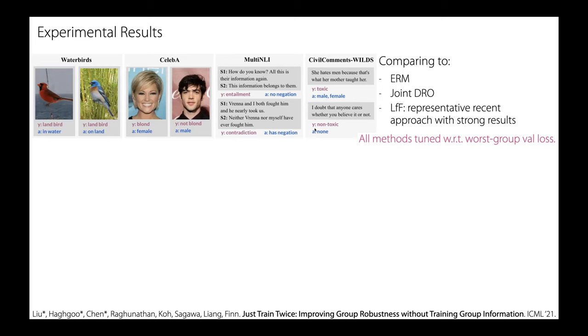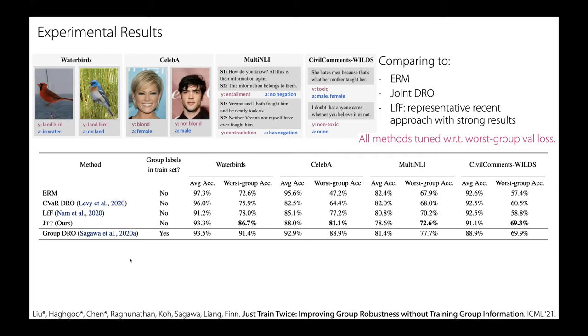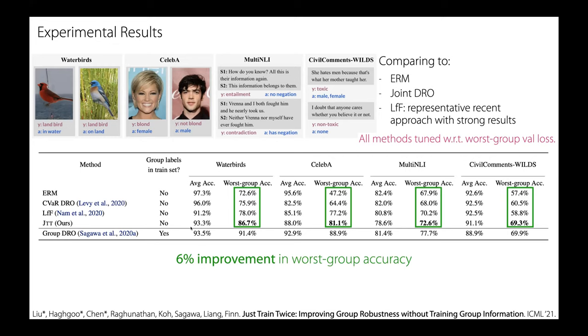Great. And so what we see is that first, this just train twice approach gets a 6% improvement in worst group accuracy over the best performing prior method. It also provides fairly substantial gains over empirical risk minimization, around 10% or more. And then we also see that on one data set, JTT is actually comparable to group DRO, even though it doesn't actually require group labels at all.